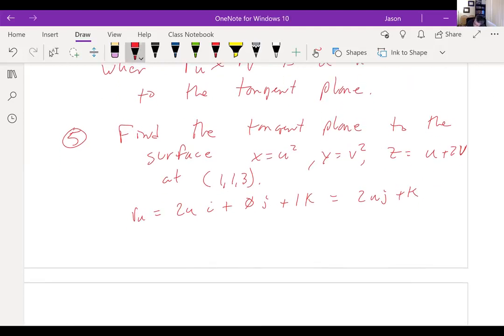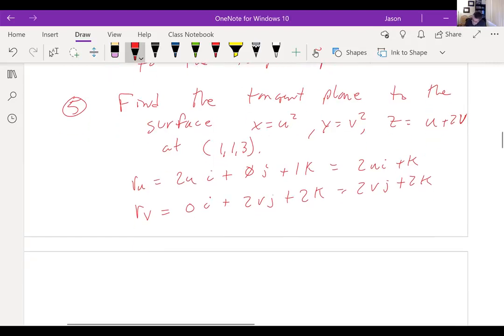Okay, r_v is equal to 0 i plus 2v j plus 2k. Student: Professor, isn't it 2u i? Oh, yeah, thank you. It is 2u i. So this is 2u i plus 2v j plus k, and r_v is 0 i plus 2v j plus 2k.